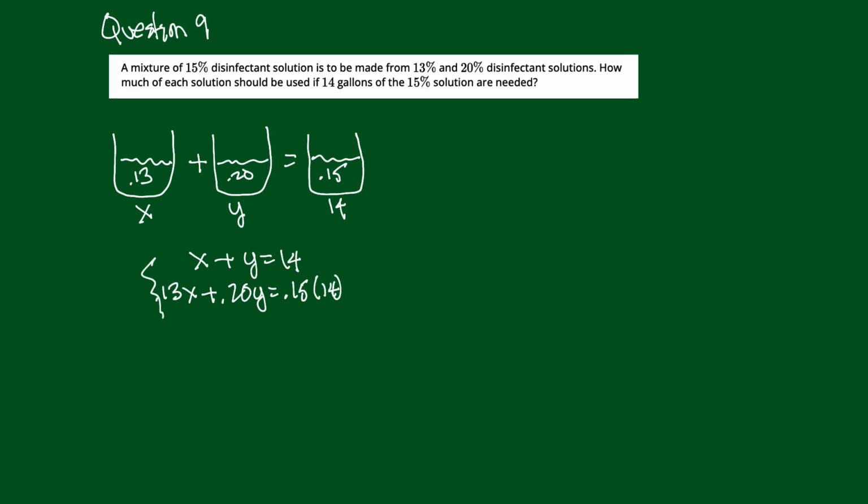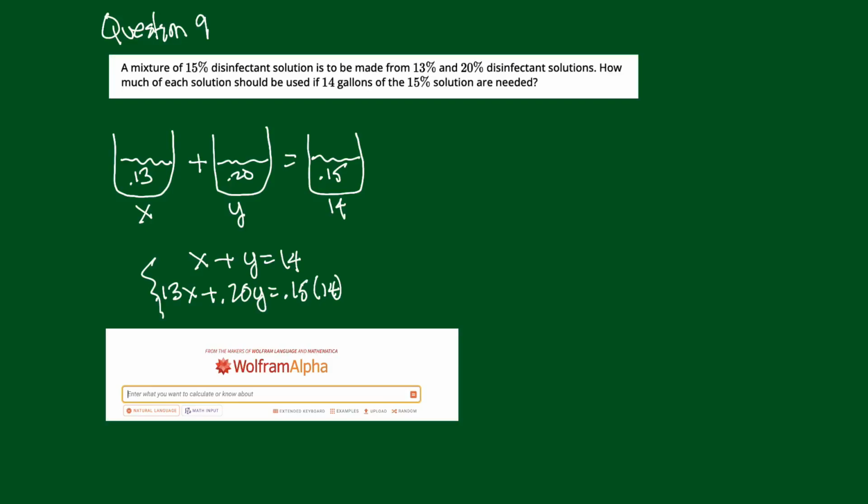There is our system. Now, we could just eliminate the decimals like we've done before, and then I can solve it for X or Y and substitute. But let's give Wolfram Alpha a try, just to get some practice. So in Wolfram Alpha, you're going to type in solve, and then type the equations.